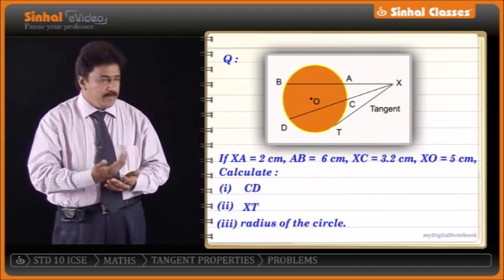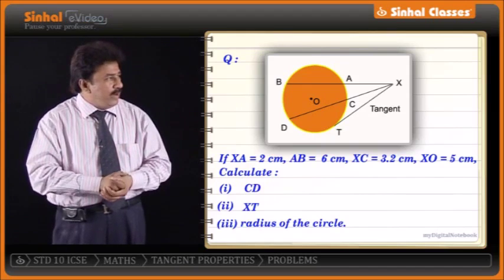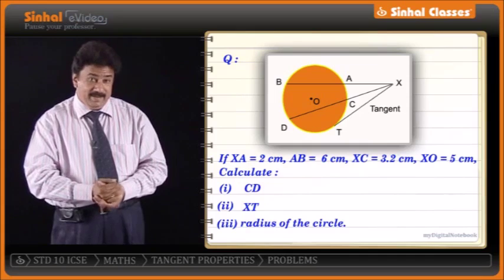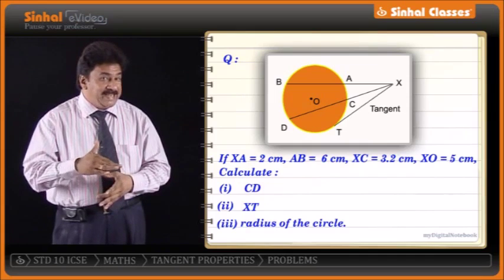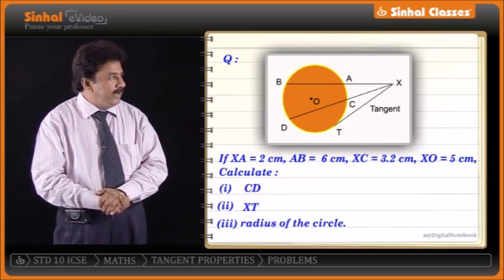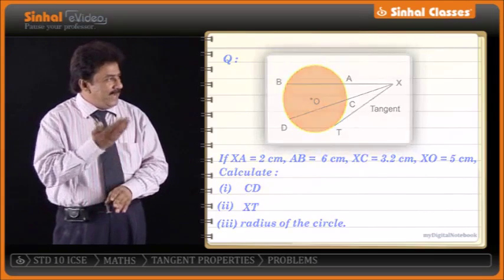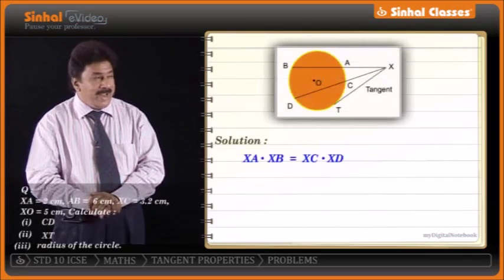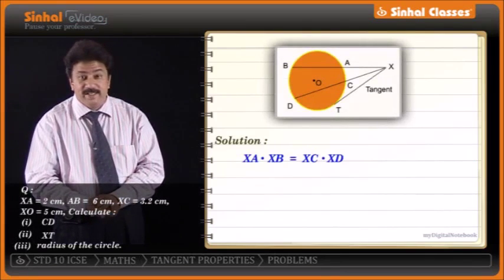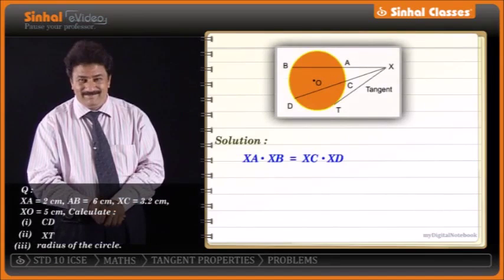See, in this sum the figure is in front of you. There is chord AB and chord CD. They are intersecting in the exterior of the circle at point X. So what's the property? XA into XB is equal to XC into XD. This is the rectangle property of a circle.